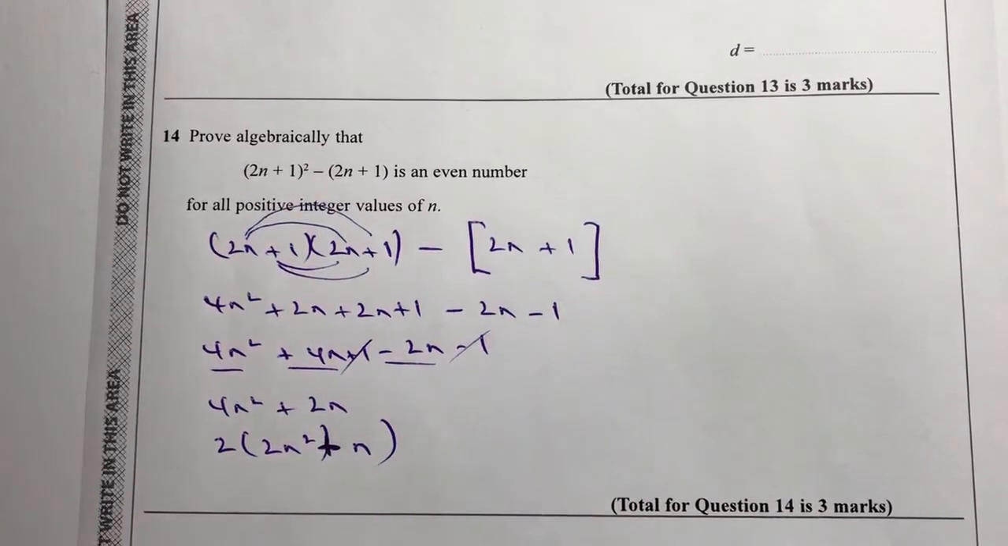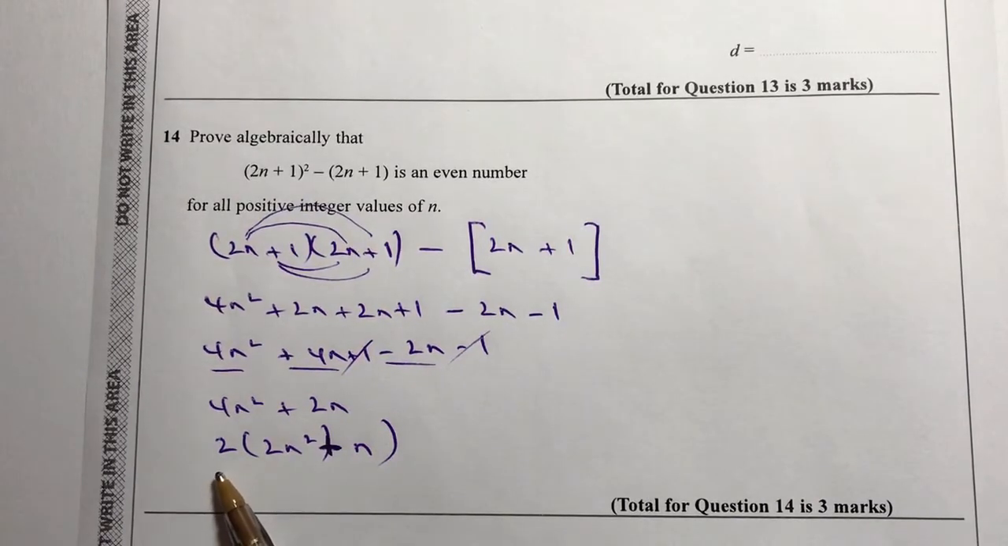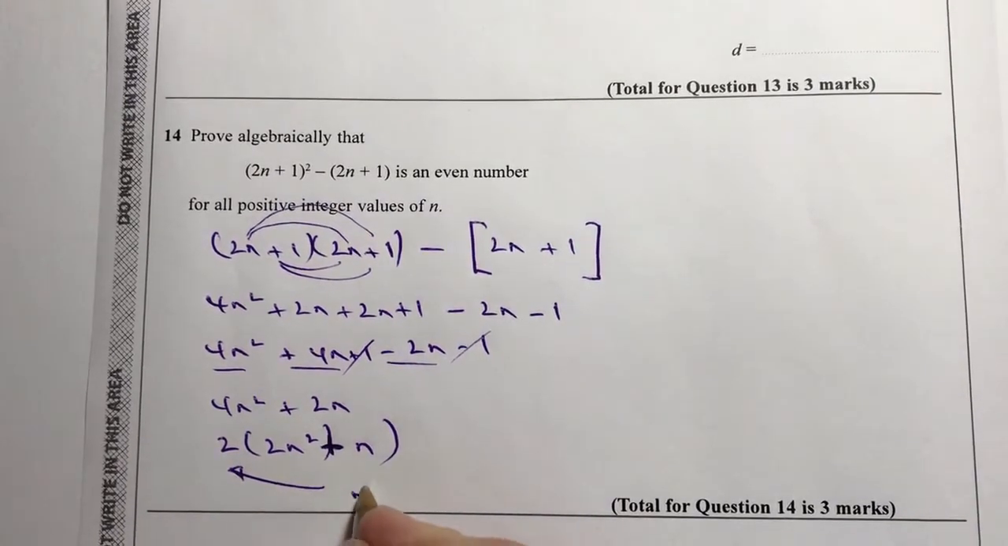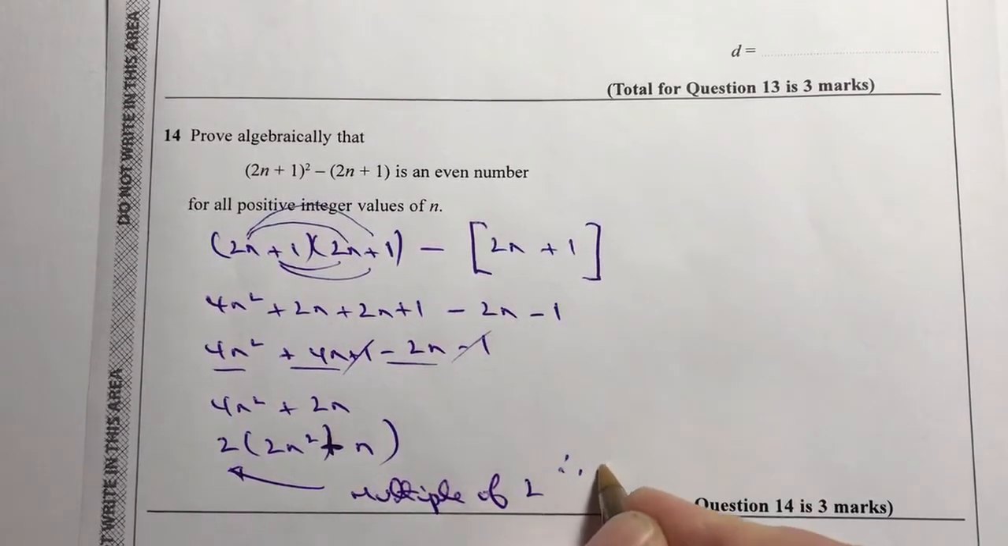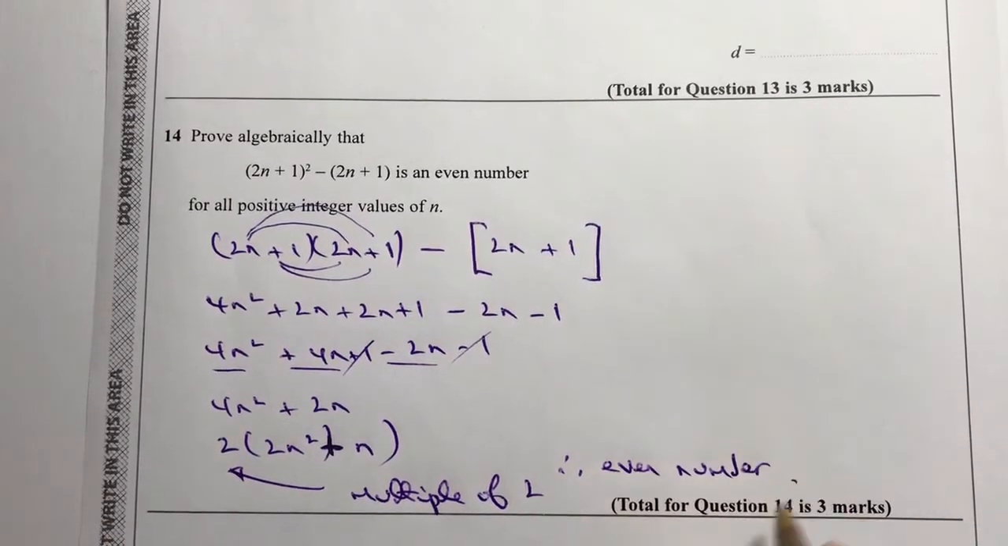The key point is that if I factorise this by 2, it means I can say that because this is a multiple of 2, therefore it's an even number. Alrighty, I hope that's okay.